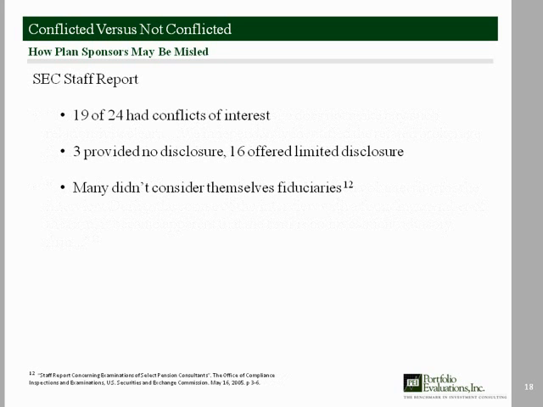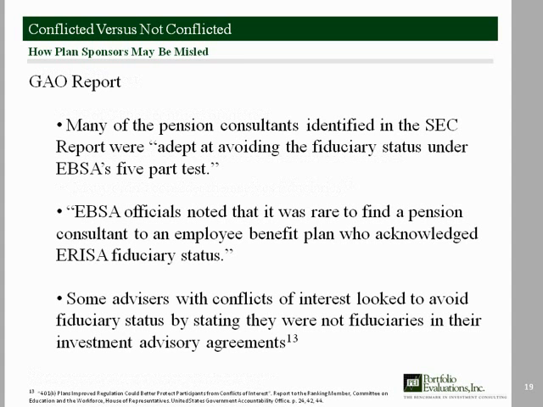Now, one of my favorite reports is the SEC staff report that was done a couple of years ago, where they looked at 24 pension consulting firms and found that 19 of the 24 had conflicts of interest. Three provided no disclosure, and 16 offered limited disclosure on those conflicts. And the icing on the cake was that many didn't consider themselves fiduciaries. So that's, again, why it's so critically important you do this type of analysis and search work on your advisors.